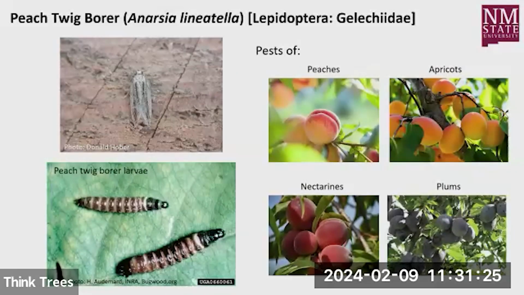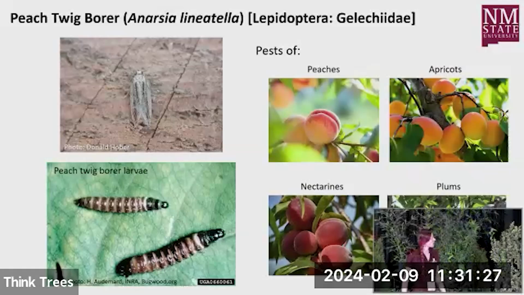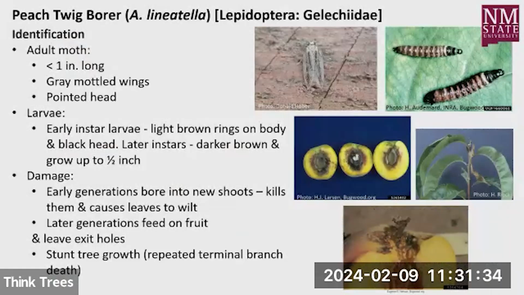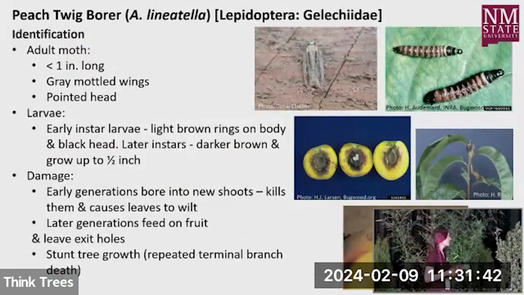Okay, peach tree borer. This is a problematic insect. So they go after not only peaches, but apricots, nectarines, plums. The adult moths, again, another drab looking moth, grayish, mottled in color, pointed head. The larvae, when they're early instars, they're light brown with rings in their body with a black head. And then the later instars get darker and darker. So you can see here, they're pretty distinctive looking.